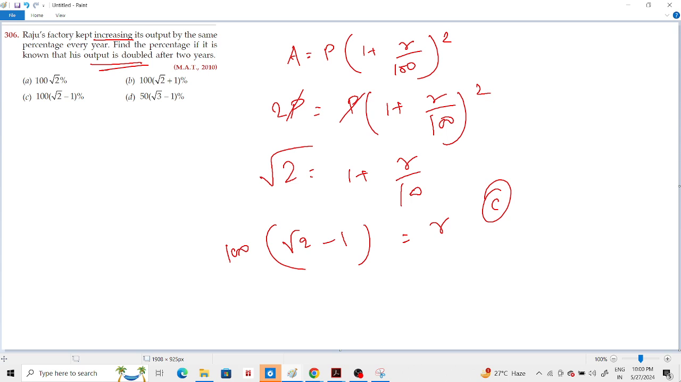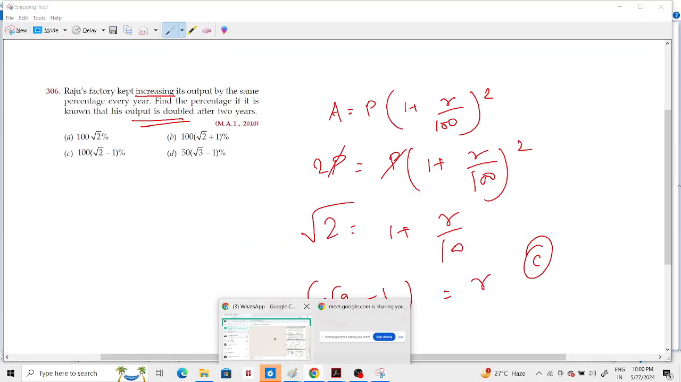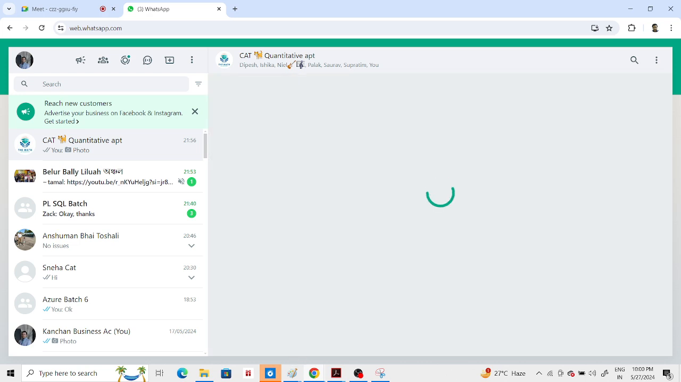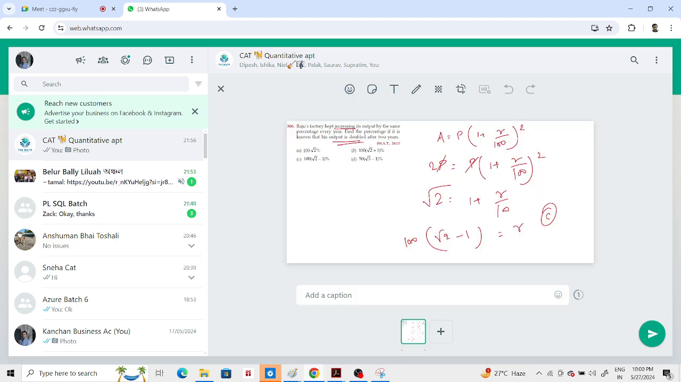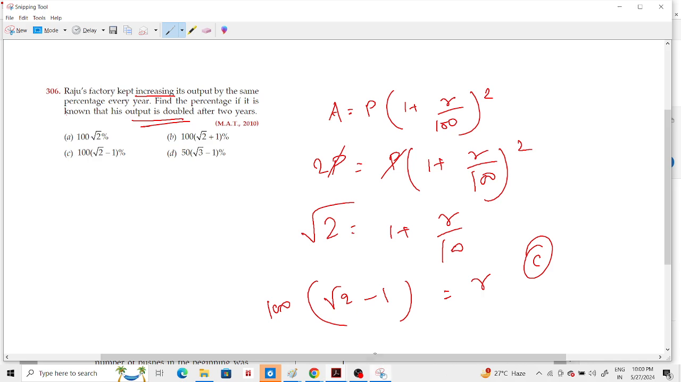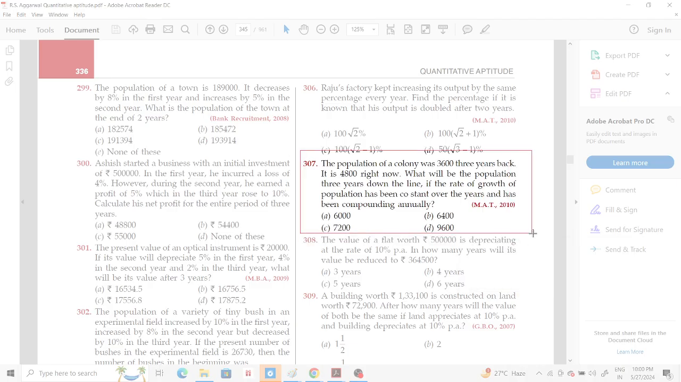Is it C, right? Yes, C is the answer. Ishika, did you understand? Yes, sir. What was the mistake? Sir, this sum I did. I was doing number 307. So in 307 also the rate was not given. Oh, okay. See, here the rate is not given, but you have to calculate it.